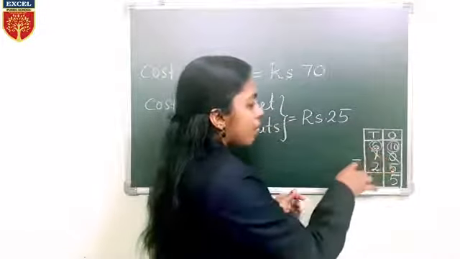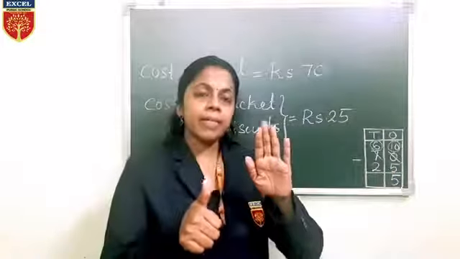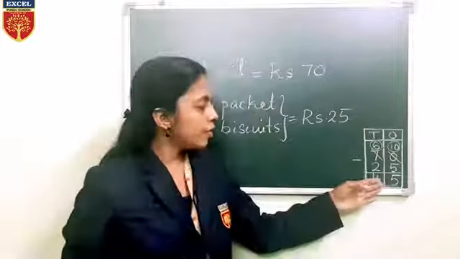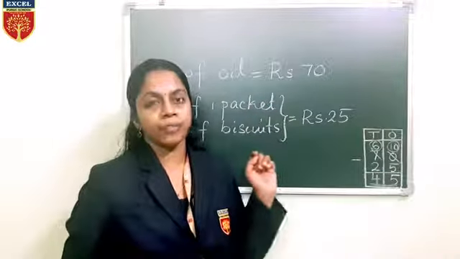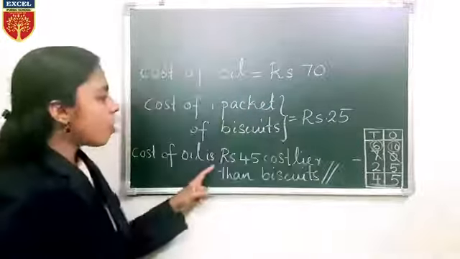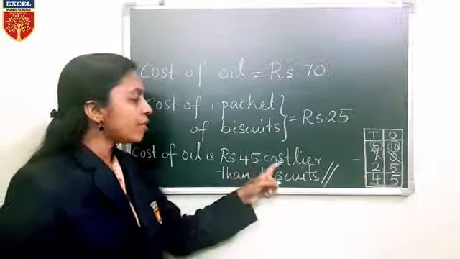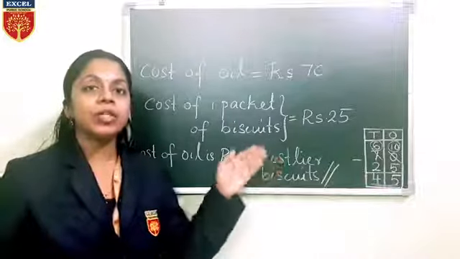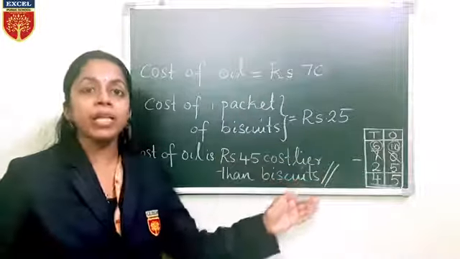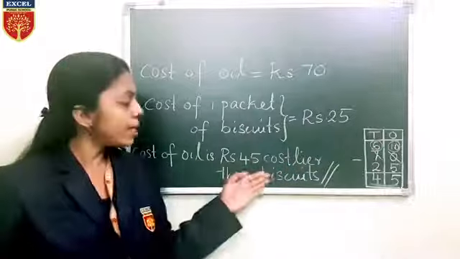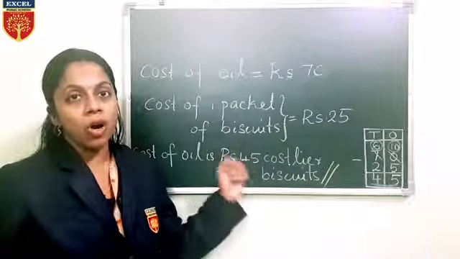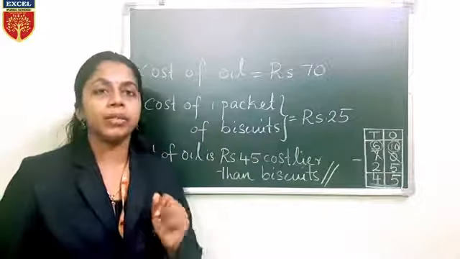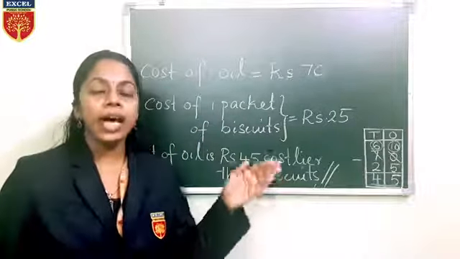Now 6 minus 2. Fold two fingers. Balance 4. We got the answer 45. That means the cost of oil is rupees 45 costlier than biscuits. Sangeeta said oil costs rupees 40 more than biscuits. Which means the answer is wrong. So in the textbook you put the cross mark because she said the wrong answer.